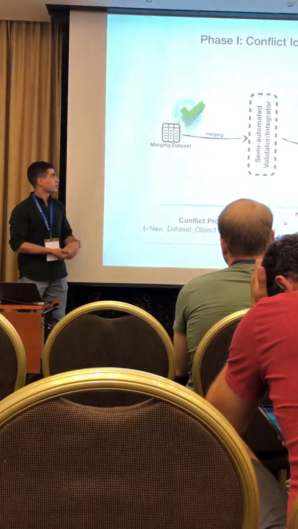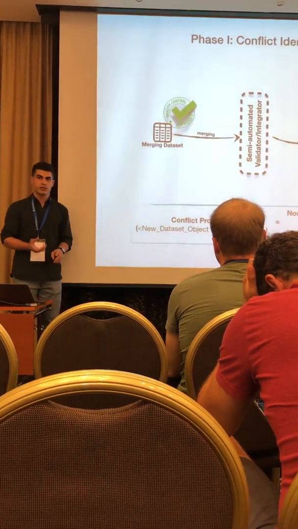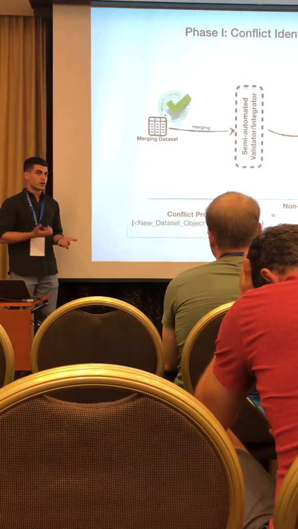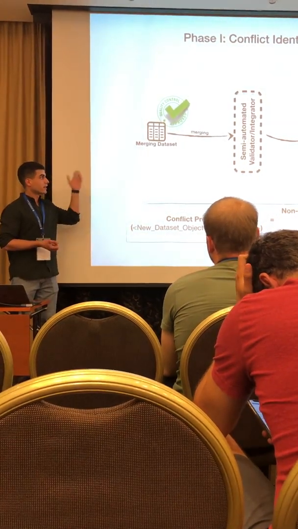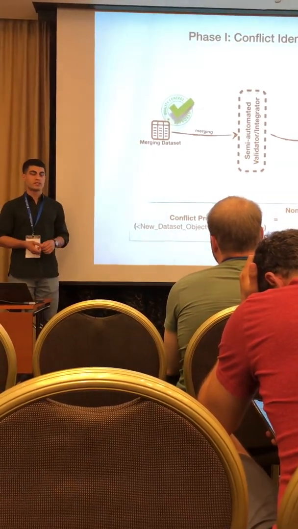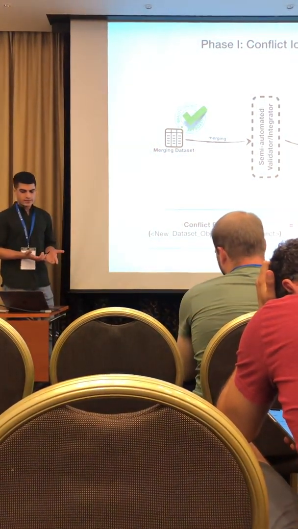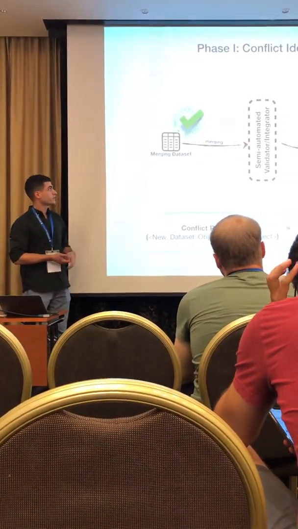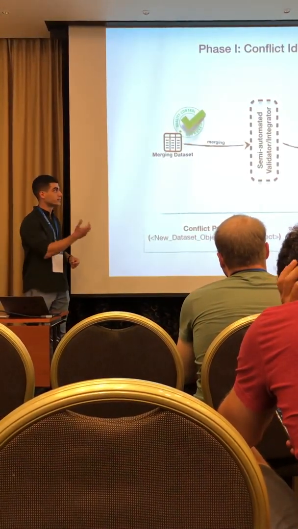First, we assume that the merging datasets and the system database are both in a consistent state, which means that there are no conflicts between any two objects in the merging datasets, and there are no conflicts between any two objects in the system database. Which means that for each object in the merging datasets, there can be 0 or at most 1 conflicting object in the system database.